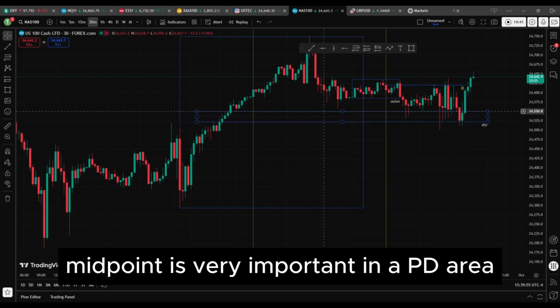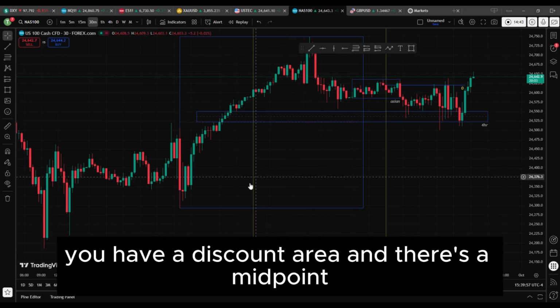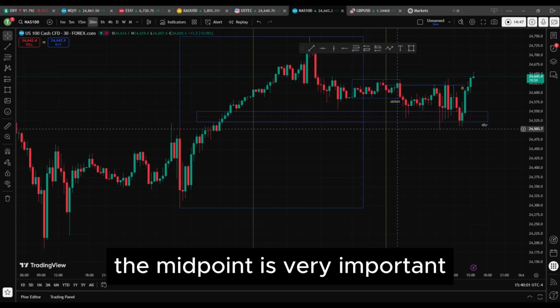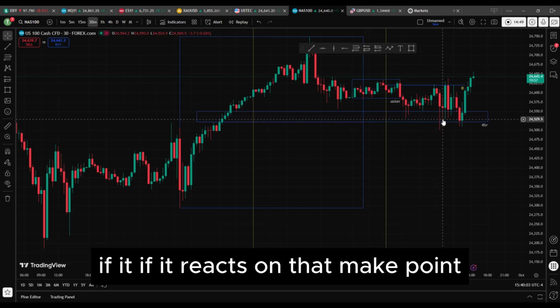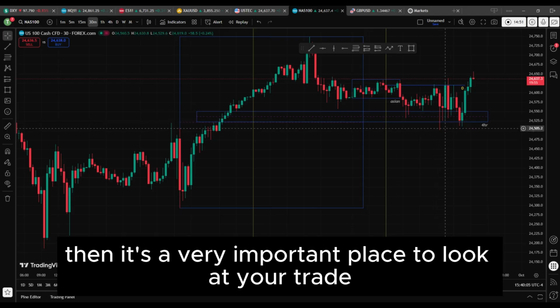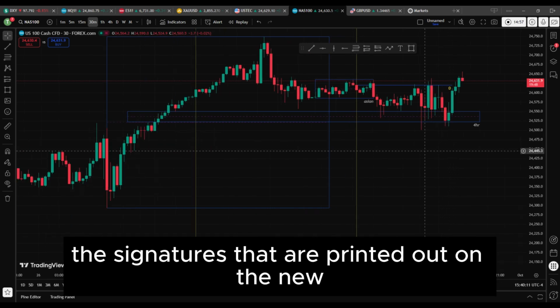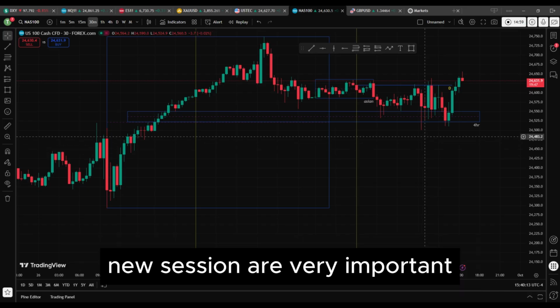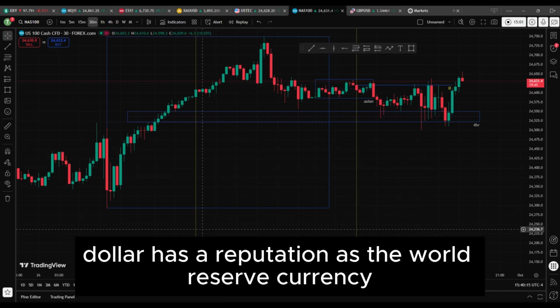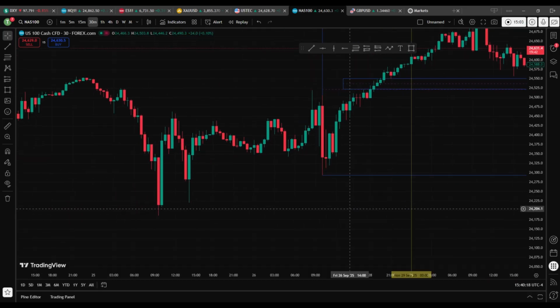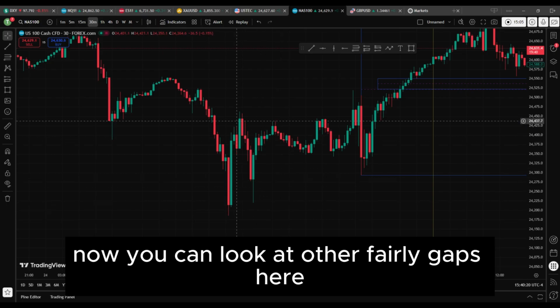The midpoint is very important in a PDR. You have a premium area, you have a discount area, and there's a midpoint. If price reacts on that midpoint, then it's a very important place to look at your trade and find out where opportunities will be lying. The signatures that are printed on the New York session are very important because the dollar has a reputation as the world reserve currency. Now, we can look at other fair value gaps here.